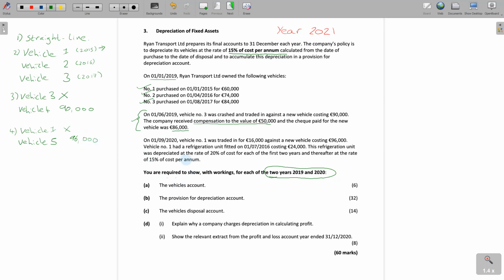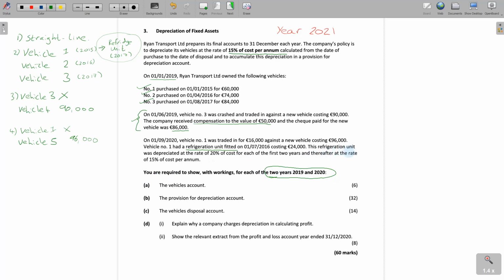Now, one of the most important things that's going to catch people out is the refrigerating unit. This was bought on the 1st of the 7th, 2016. So with vehicle number 1, we have a refrigerating unit, so I'll call it a refrig unit, that was purchased in 2017. We'll include them in the same transactions as we go through, and we'll keep them together in the table.